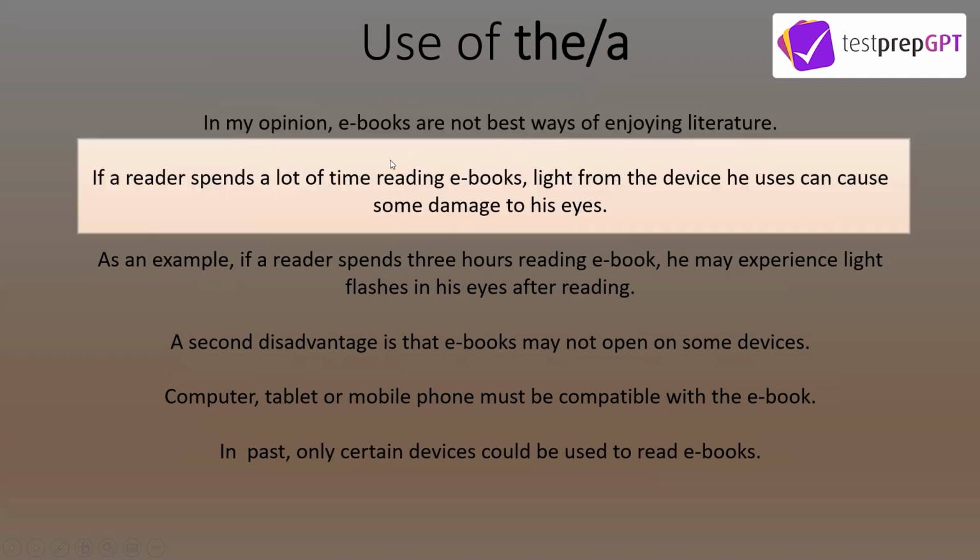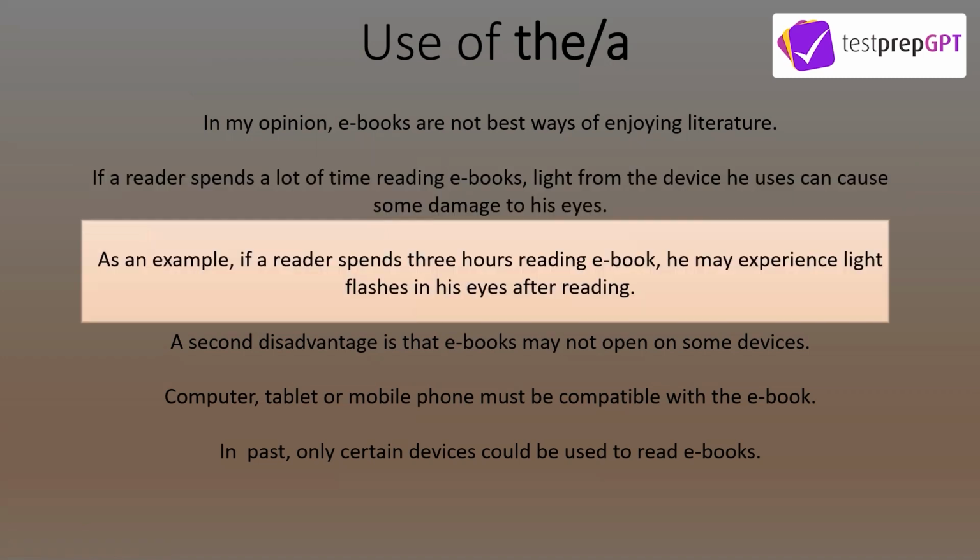If a reader spends a lot of time reading ebooks, light from the device he uses can cause some damage to his eyes. Okay, that's a little trick question because there's no mistake there. Number 3, as an example, if a reader spends 3 hours reading ebook, he may experience light flashes in his eyes after reading. Where is the mistake? Okay, we need an article before ebook here. So you can put an, reading an ebook, because it's a countable noun. You don't need the, but you do need an article, an.